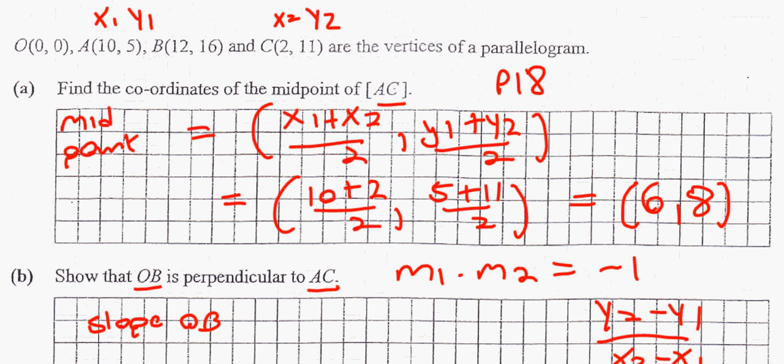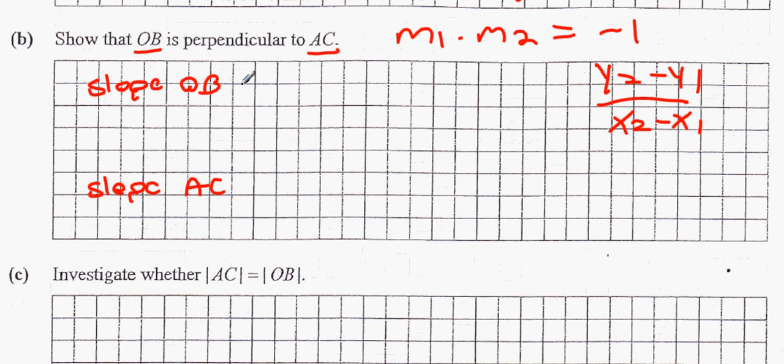We're going to have two different sets here. We can have the blue set, which is x1, y1, x2, y2. For OB, it's going to be y2, so 16 minus 0, which is y2 minus y1, divided by 12 minus 0, and that answer is going to be 4 over 3. We're expecting the answer of AC to be minus 3 over 4. Remember, you can turn it upside down and change the sign, but we've got to verify that.